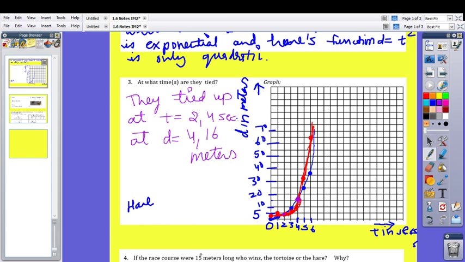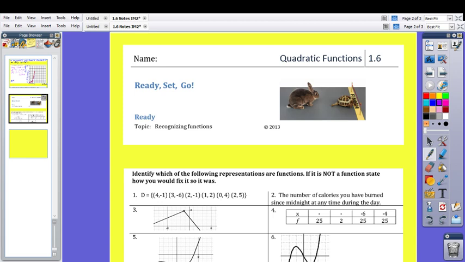Okay, so when you're done with this, then you will be doing your Ready, Set, Go problems 1 through 6. So if you come up here, then you'll be doing problems 1 to 6 now.